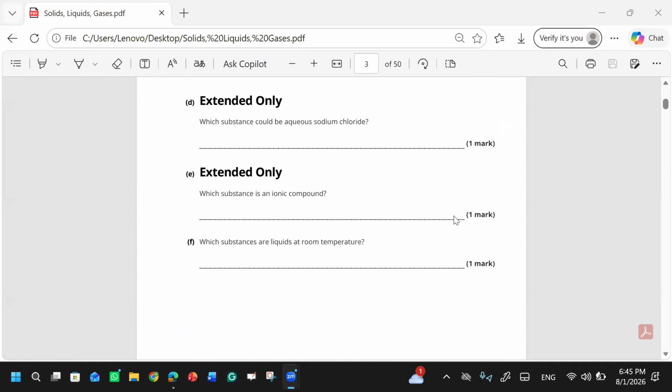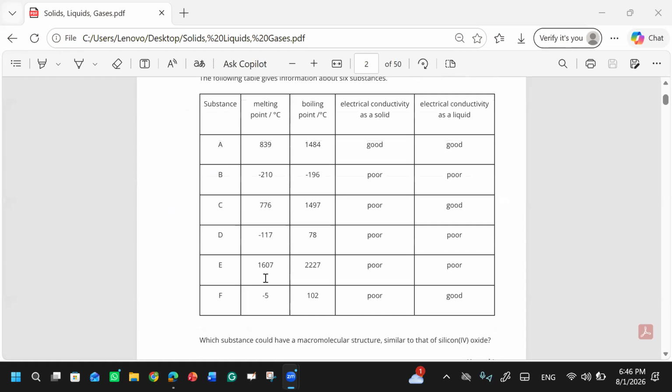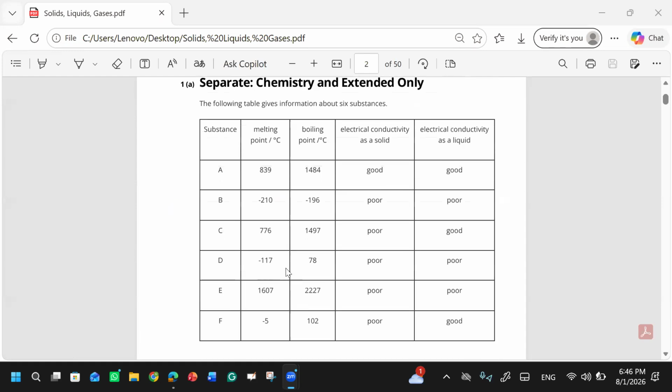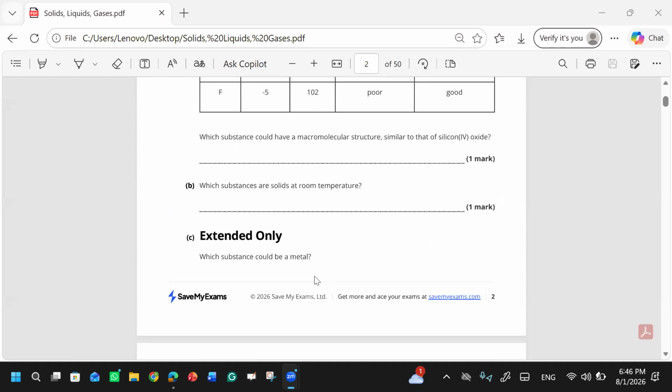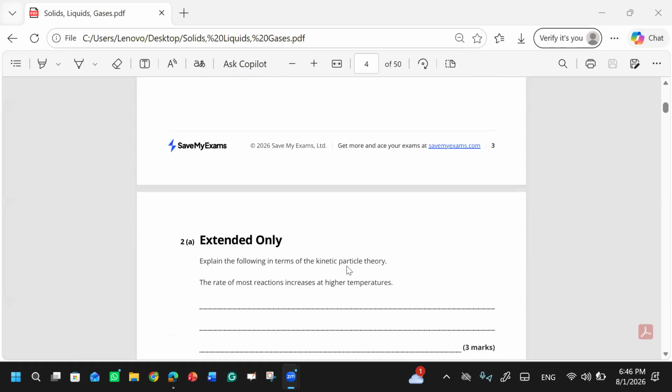Which substances are liquid at room temperature? It's D and F, because their melting points are below room temperature and their boiling points are above room temperature. If we look at D, it has a low, negative melting point. When it's negative, it won't be solid at room temperature. Yes, exactly. Good. Next question.